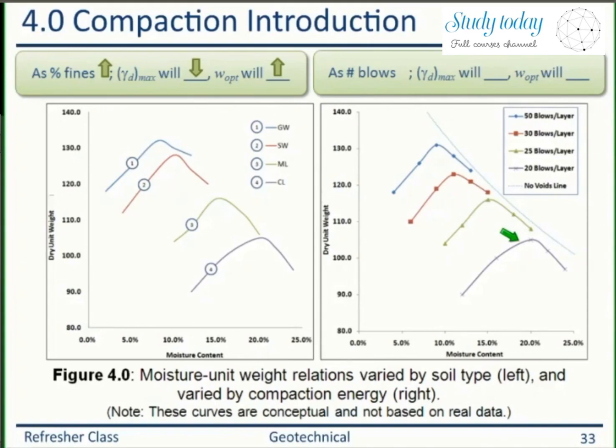So in that case, depending upon the level of energy being used for the compaction, the higher the energy, the higher the gamma D max. Obviously, the corresponding moisture content will be lower. And the lower the energy, the lower the gamma D max, but the optimum moisture content will be higher. Again, as the blows or as the compacting energy increases, your gamma D max will increase, and the corresponding optimum moisture content will decrease. So you have to know that optimum moisture content and corresponding gamma D max are always inversely proportional. Okay.